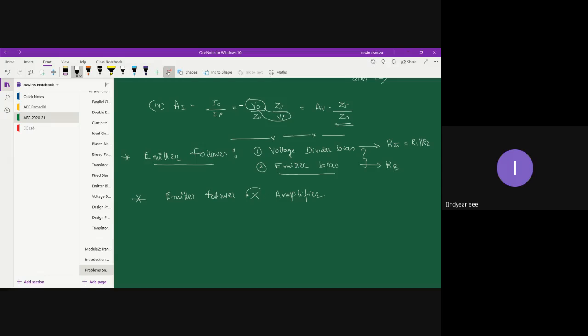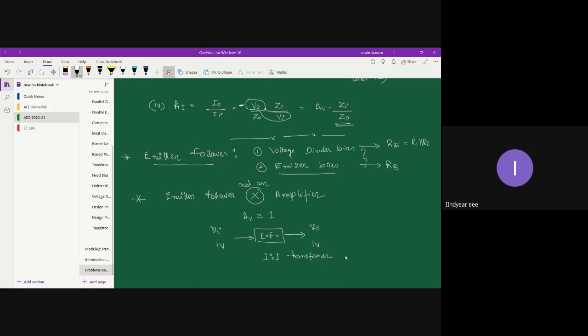Okay, your emitter follower is not an amplifier. If it is not an amplifier, then what will it do with the signal? So this emitter follower gives voltage gain approximately 1. Let's say this is your emitter follower. If you give VI, say having a maximum voltage of 1 volt, you will get output with a maximum voltage of 1 volt. So basically, your emitter follower is equivalent to a 1:1 transformer.